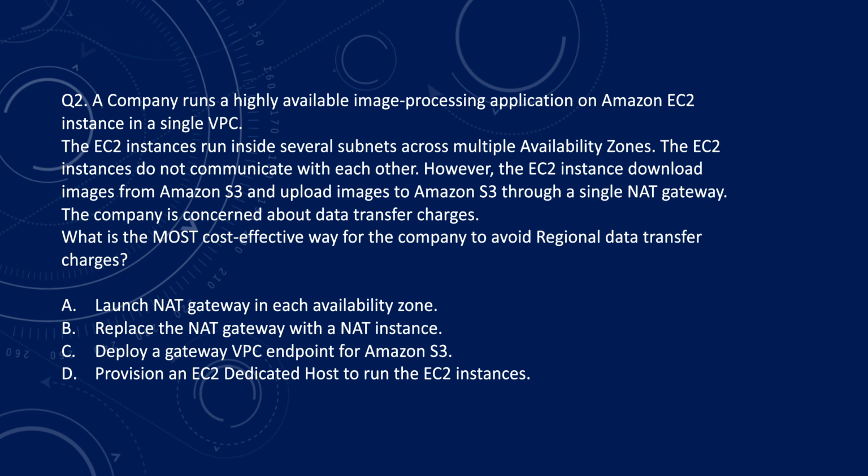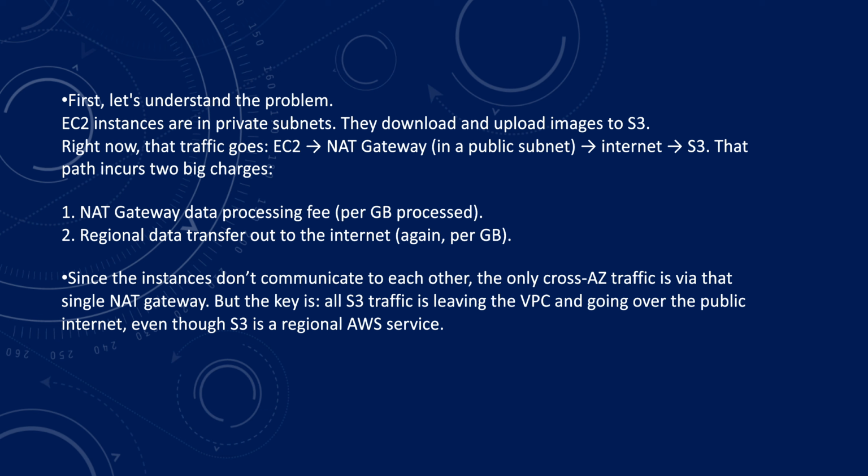So first, let's understand the problem. Our EC2 instances are in private subnets and they download and upload images to S3. Right now, the traffic goes from EC2 to the NAT gateway, which is in a public subnet, and from there it goes to the internet and then to Amazon S3.